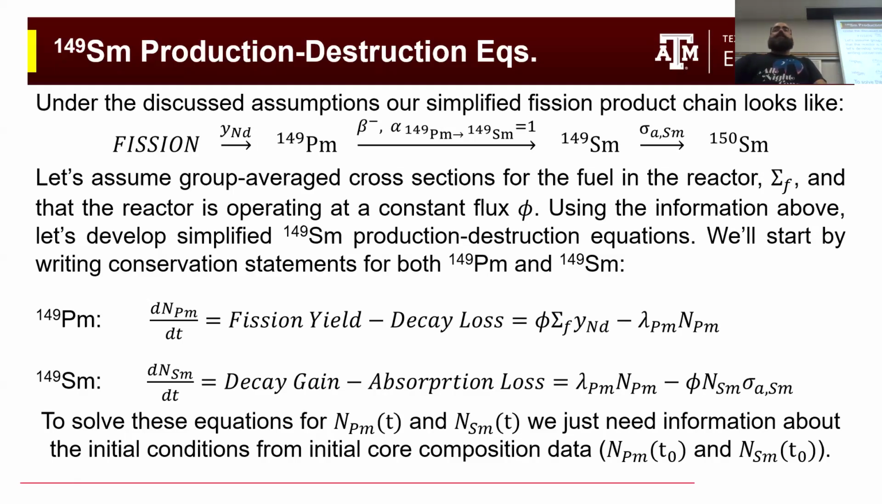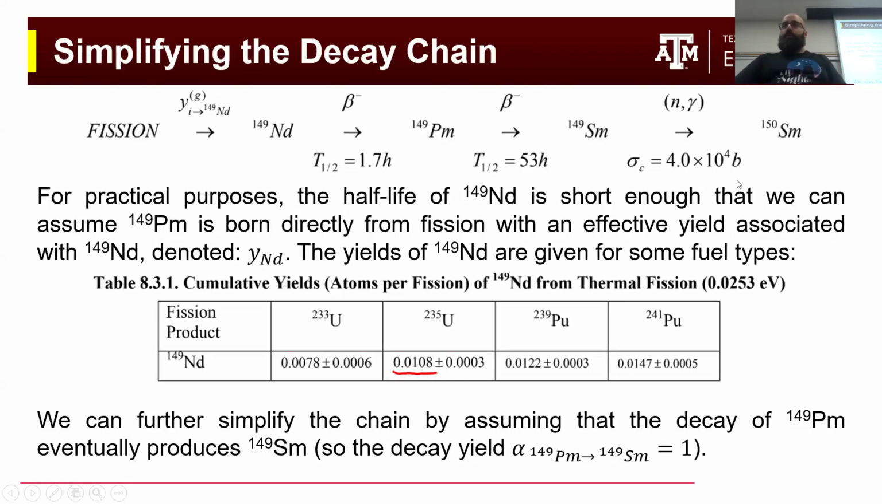So based on those simplifying assumptions, this is what our decay chain looks like. Fissions directly produce promethium with a yield based on the neodymium. Promethium always decays and produces samarium. Samarium-149 absorbs a neutron and eventually becomes samarium-150. Yeah, samarium-149 would be considered a neutron poison, absolutely. And that's because of the super large absorption cross section that it has.